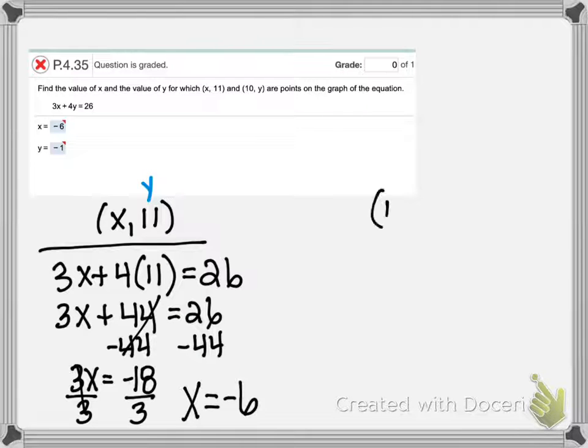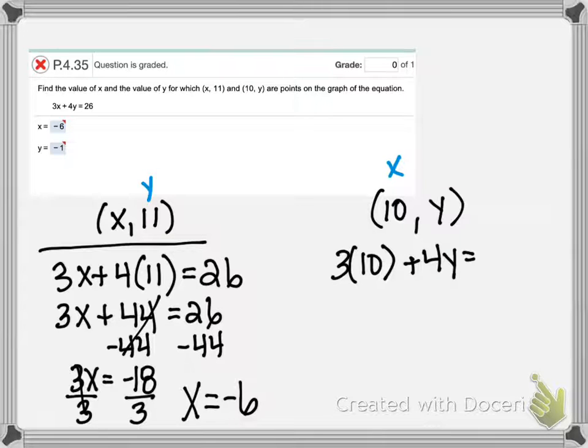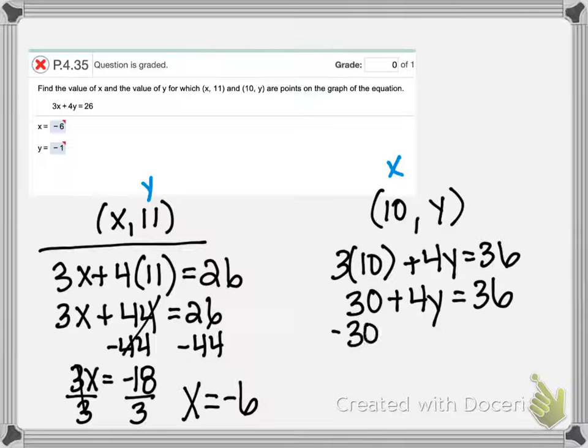Same thing for the other point, except for this time they've given me the x value. So I'm going to do the exact same process, but I'm going to plug in 10 for x. So this is going to be 3 times 10 plus 4y equals 36. So that's going to give me 30 plus 4y. I'm going to subtract 30 here. And 4y equals 6.